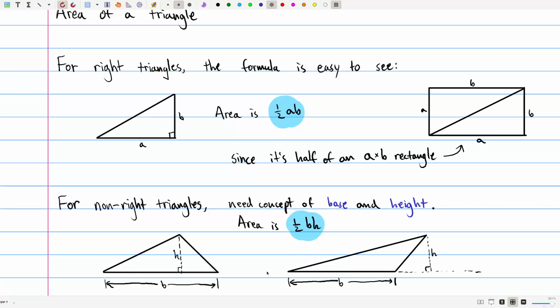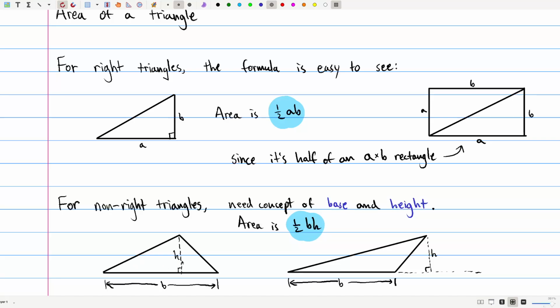But the important part for height is that if you have a line that runs right through the base, then you drop an altitude down to that line, and then that's the height. So it still turns out that it's a simple formula. It's 1/2 of the base times the height.